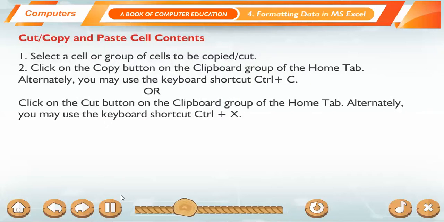Cut or copy and paste cell contents. Select a cell or group of cells to be copied or cut. Click on the Copy button on the Clipboard group of the Home tab. Alternately, you may use the keyboard shortcut Ctrl+C. Or, click on the Cut button on the Clipboard group of the Home tab. Alternately, you may use the keyboard shortcut Ctrl+X.